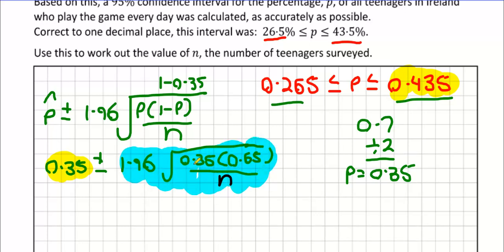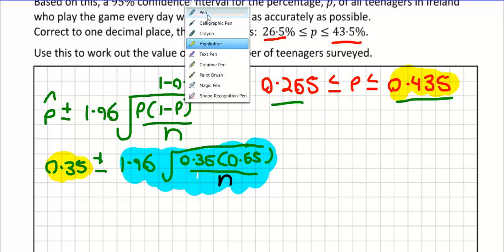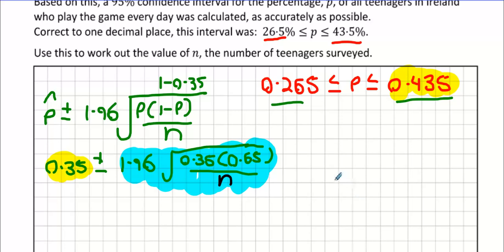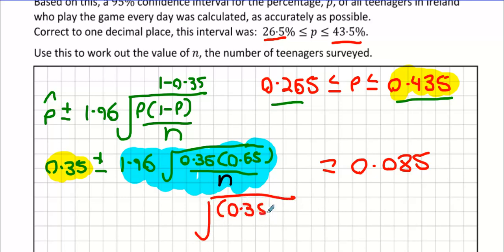Take the two yellows away from each other. Anybody? Huh? 0.085. This means your confidence interval, which is the blue part, is actually 0.085. Right, step one, we're going to isolate n on its own. What's step one? Bring the 1.96 where? Where are you going to bring that 1.96? Anybody at all? We're going to bring it under the 0.085.